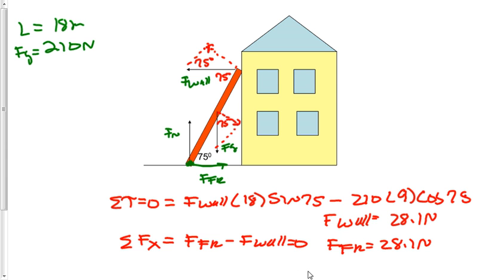Well, we know that friction force equals force normal times mu, so I'll write that here. 28.1 is equal to force normal, and the force normal is going to be 210 newtons, the weight of the ladder, since there's no friction on the side of the wall of the house. So that equals 210 times mu. And mu is going to equal 0.13 for this example.